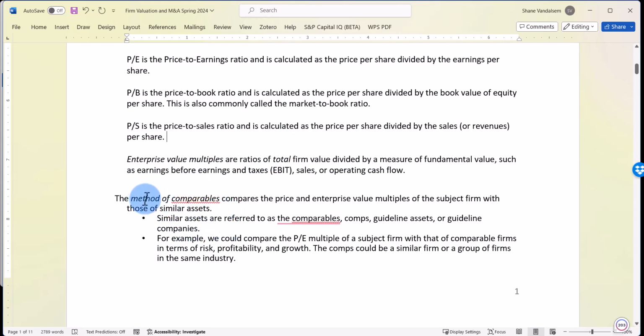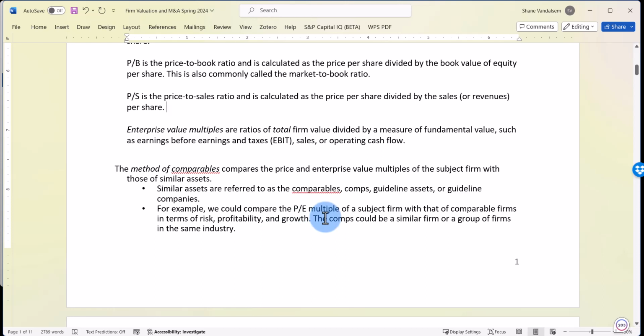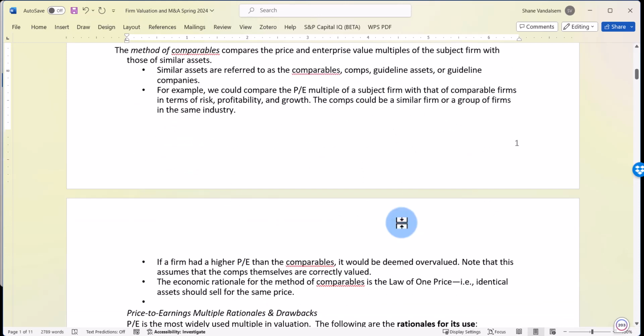So the method of comparables compares the price and enterprise value multiples of the subject firm with those of similar assets. Similar assets are referred to as the comparables, comps, guideline assets, or guideline companies. For example, we could compare the PE multiple of a firm with that of a comparable firm, in terms of risk, profitability, and growth. The comps would be a similar firm or group of firms in the same industry.